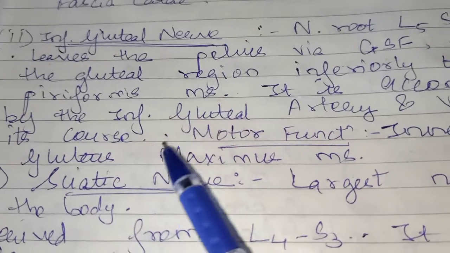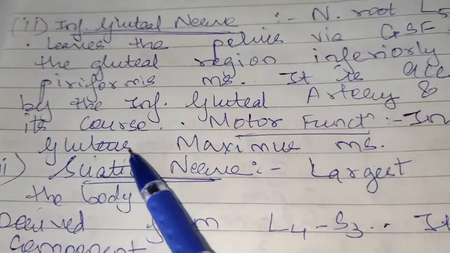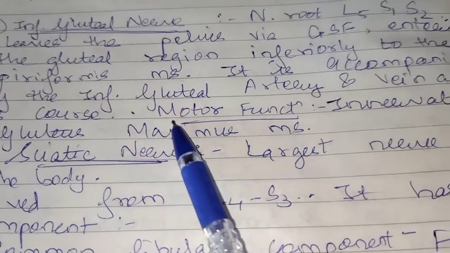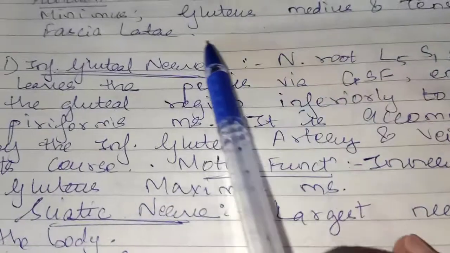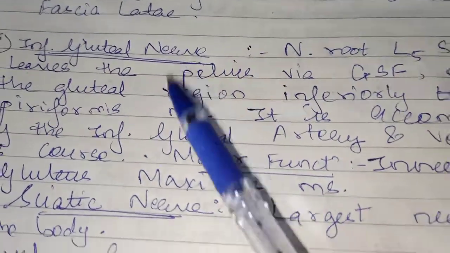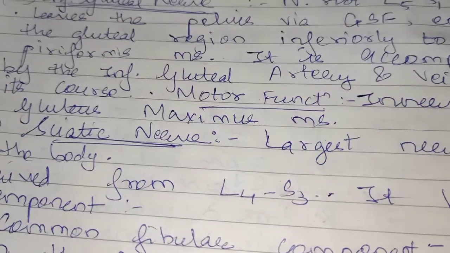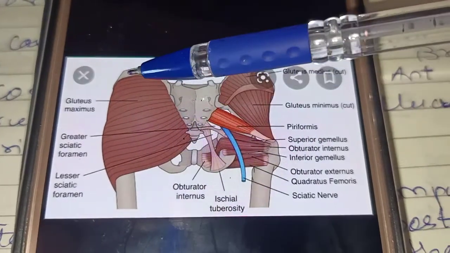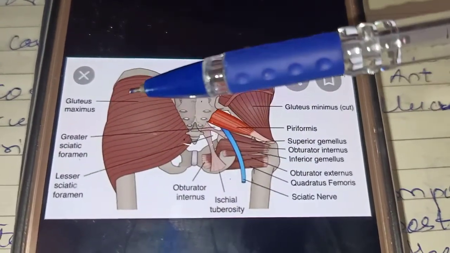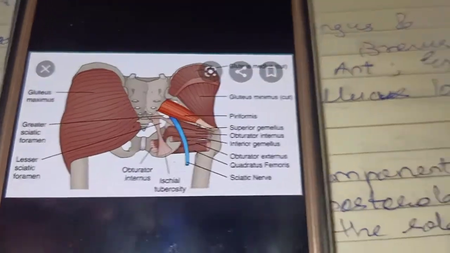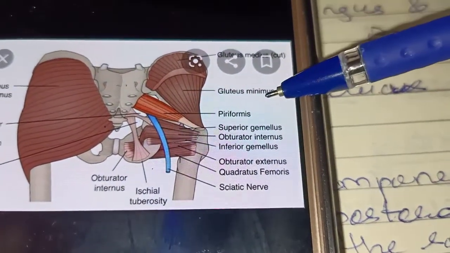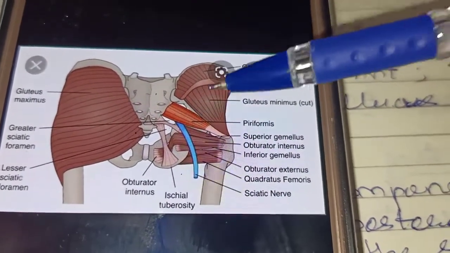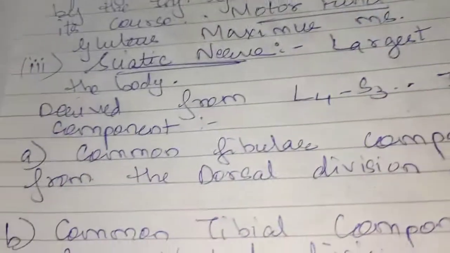This is accompanied by the inferior gluteal artery and vein along its course. About the inferior gluteal artery, I have already mentioned in my video on blood vessels of the pelvis. Now what is the function of the inferior gluteal nerve? It innervates the gluteus maximus muscle. This gluteus maximus muscle is innervated by the inferior gluteal nerve, and gluteus medius and minimus are supplied by the superior gluteal nerve. Please remember this.